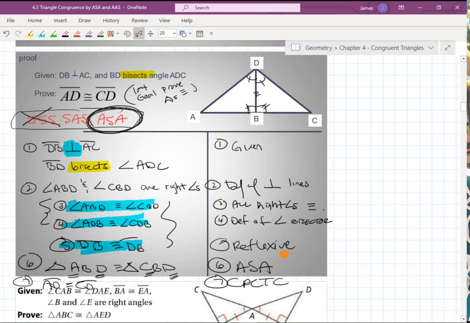We have congruent triangles, right? So corresponding parts like AD and DC are matching. They are corresponding. They're coming from two triangles that are congruent. And if that's the case, then those two parts themselves are congruent. Okay? So CPCTC stands for corresponding parts of congruent triangles are congruent.